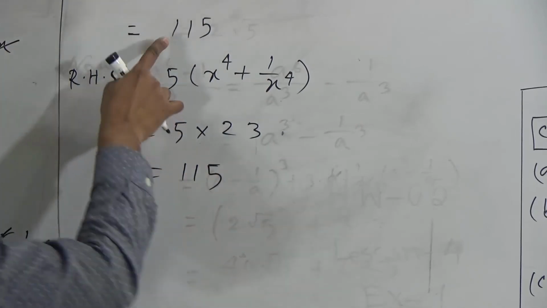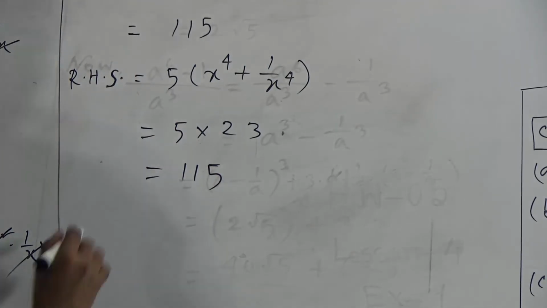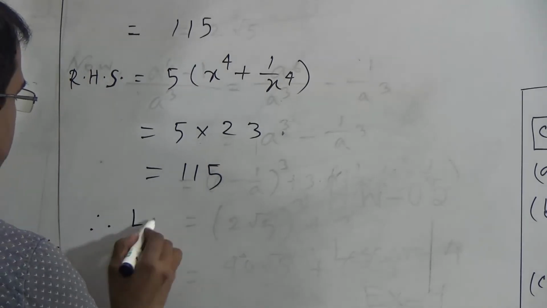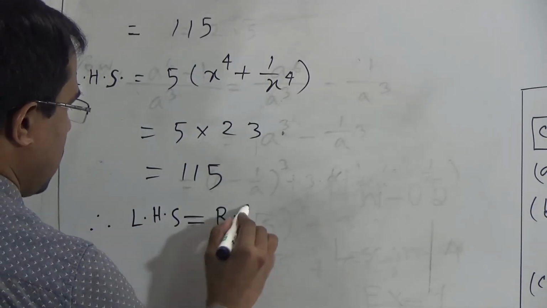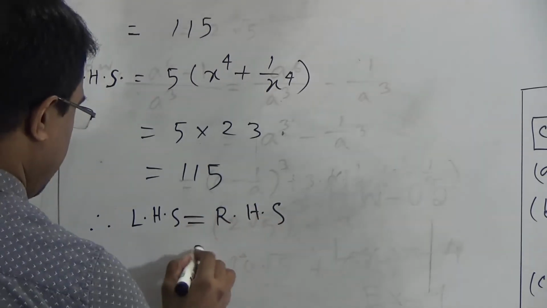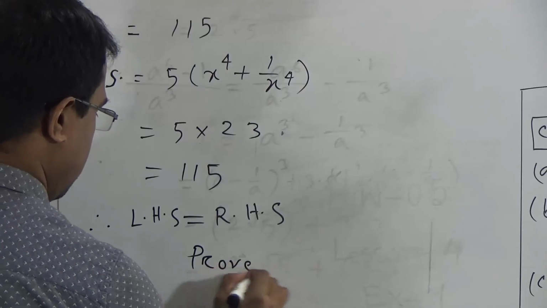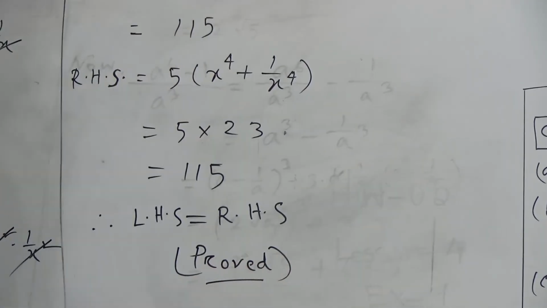So the value of left hand side is 115 and the value of right hand side is also 115. So we can write, therefore left hand side is equal to right hand side. Proved. Dear students, we have solved 2 number, now we'll solve 3 number.